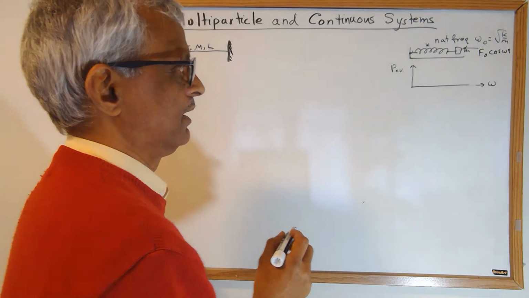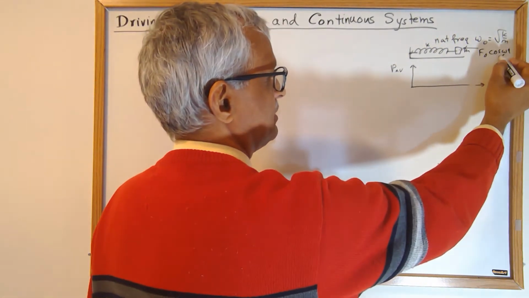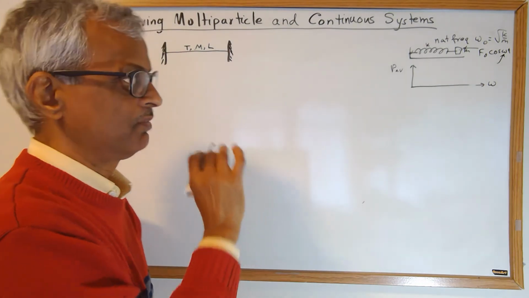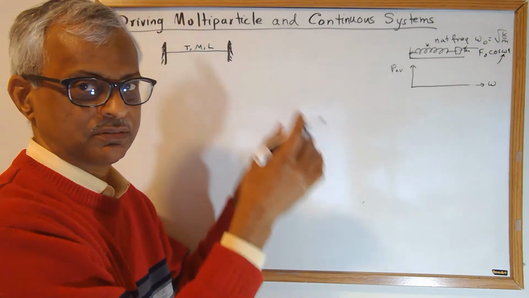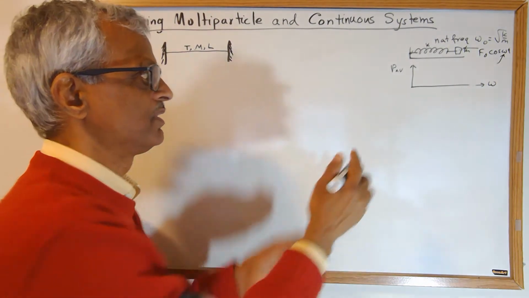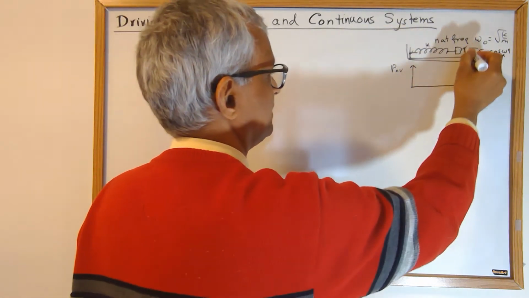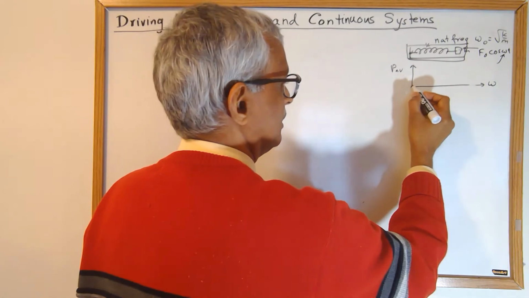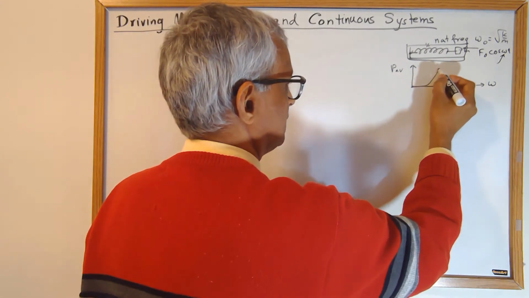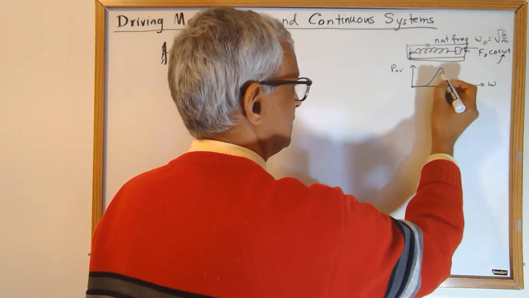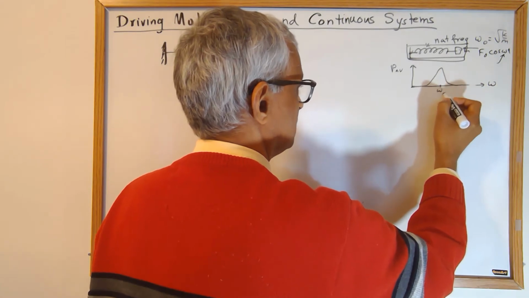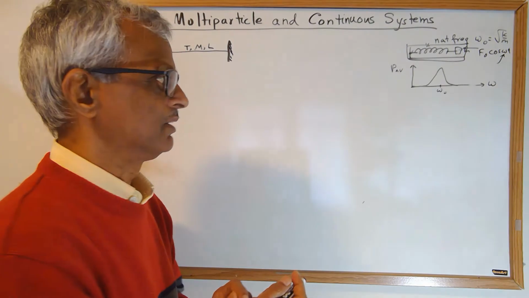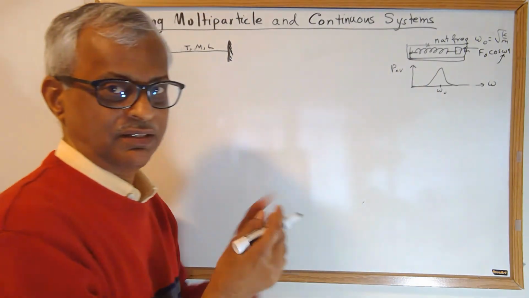Okay, so that's the driving frequency. And if I look at how the power that's being delivered to the system behaves, it has a peak at omega 0. So if I drive at a different frequency, I get one peak, and there's only one peak in this system.